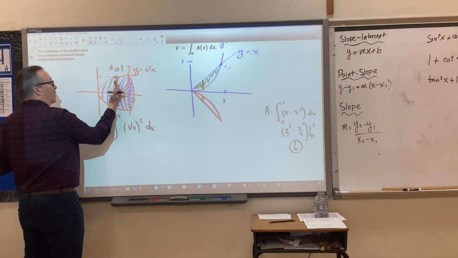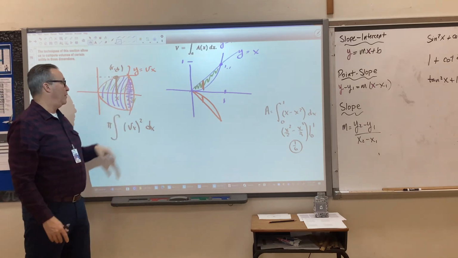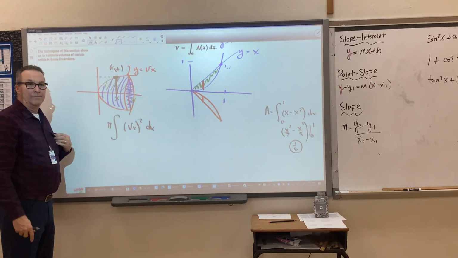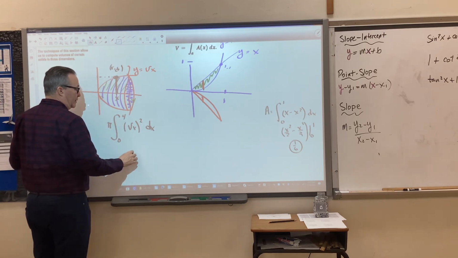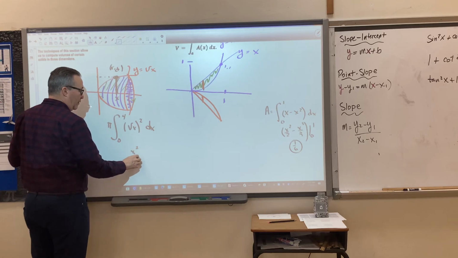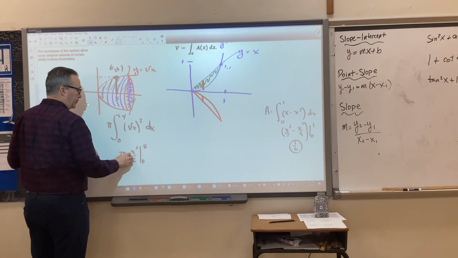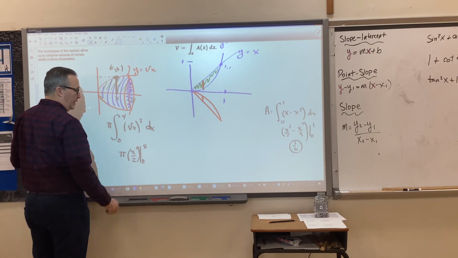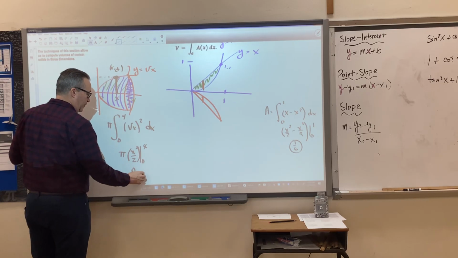If this rectangle goes all the way to the left, how far can it go? If this rectangle goes all the way to the right, how far can it go? 0 to 4. We integrate this, we get x squared over 2, 0 to 4, times pi.